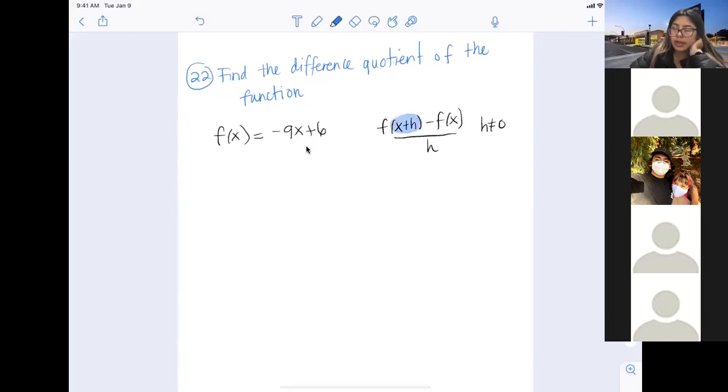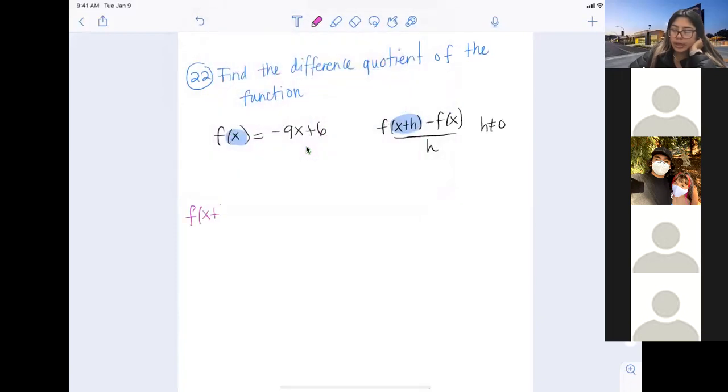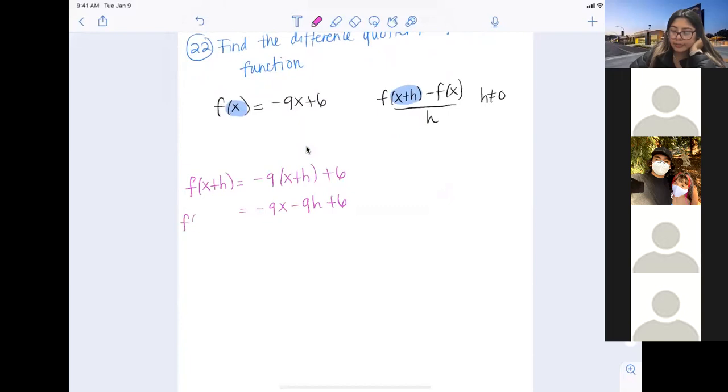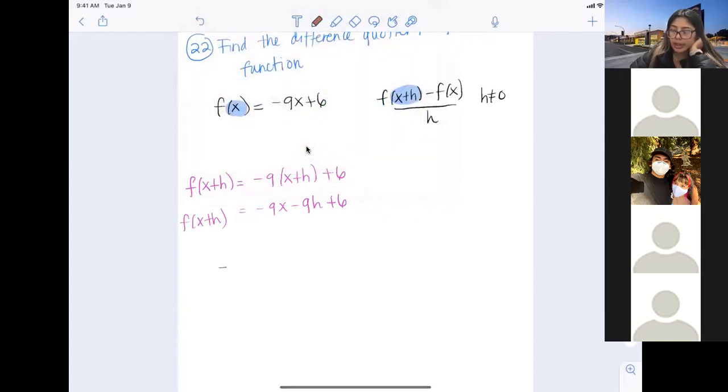You have to substitute x plus h into your function. So f of x plus h is equal to negative 9 times x plus h, plus 6. Negative 9x, negative 9h plus 6. This is f of x plus h. So now that you have f of x plus h and f of x, you subtract them. You have negative 9x minus 9h plus 6 minus negative 9x plus 6, all over h.